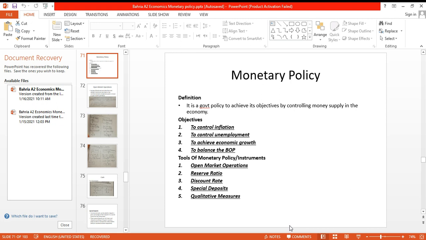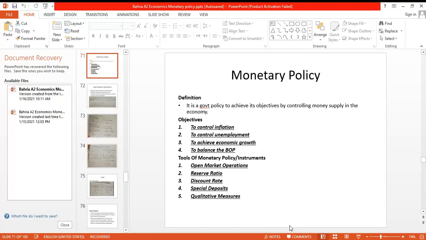Please do keep in mind that the objectives of monetary policy are exactly the same as the objectives of overall macroeconomic policy. Because, of course, macroeconomic policy is divided into two types: monetary policy and fiscal policy. So the objectives of this will be the same: controlling unemployment, controlling economic growth, controlling balance of payment, controlling inflation. The difference will come not in the objective but in the tools.